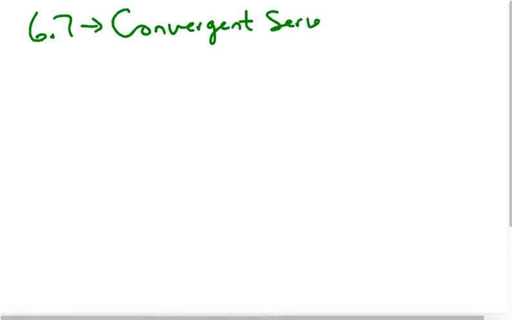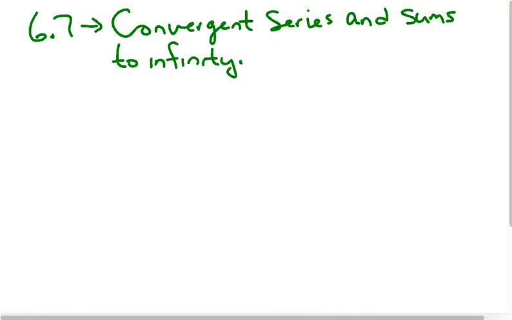Okay, this is going to be lesson 6.7. And 6.7 is Convergent series and sums to infinity. So this is where we're going to get into, instead of a finite number of elements in a series or sequence, we're going to have an infinite number of elements.